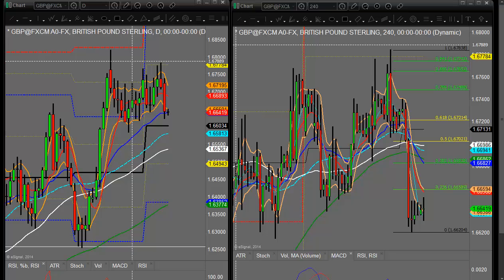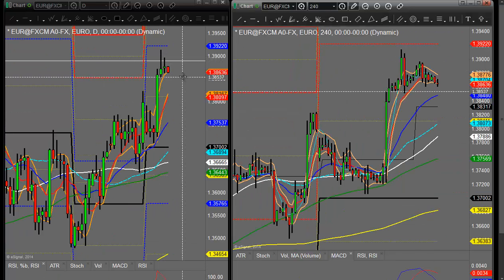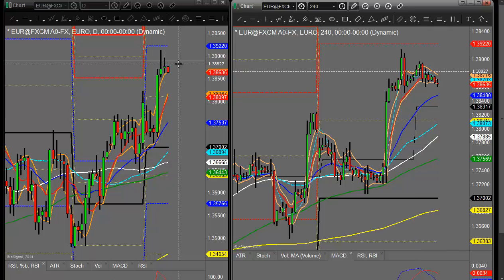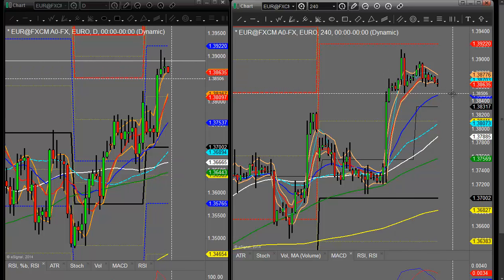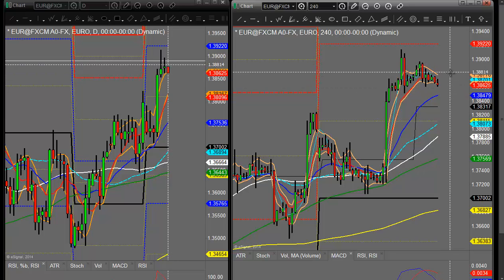Okay, looking at the euro dollar very briefly, very much an inside bar yesterday. I'm really looking here for a show of where we're going. I do have an upside target of 138.78, just above where we are. It's not very far, it's just on that upper band to the upside.